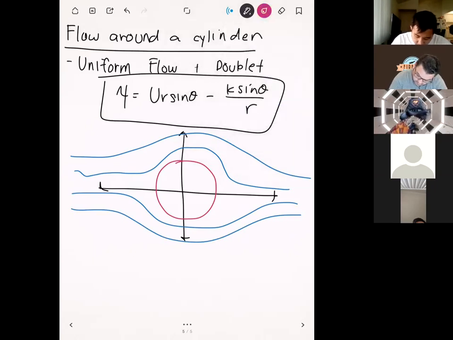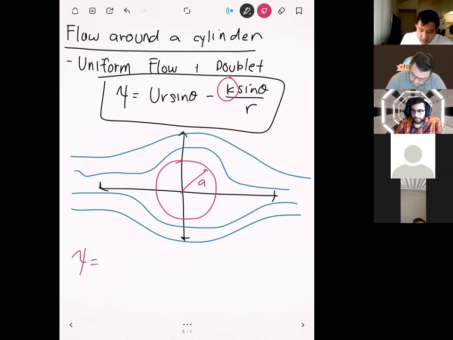And so this cylinder will have a radius A. Okay. And so sometimes it's actually more convenient to rewrite the stream function in terms of A. Because right now our stream function has this kind of arbitrary strength K, where K, remember, is the strength of the doublet. But it's a little bit hard to tease out the physical meaning of this. So sometimes it's easier to write the stream function in terms of the radius. And so I won't go through the derivation, but this is probably the more useful form of the stream function.